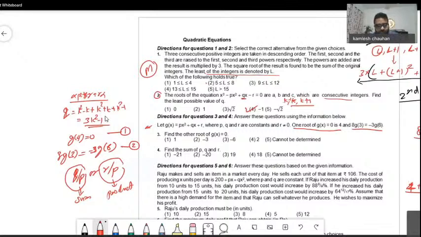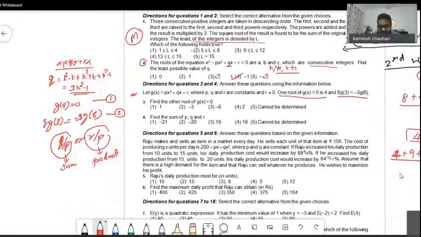Question number 4 most likely won't be able to solve, reason being we have just two equations and 3 variables. So I'm just leaving it to you guys. Okay, you can solve, you can see the solution as well.